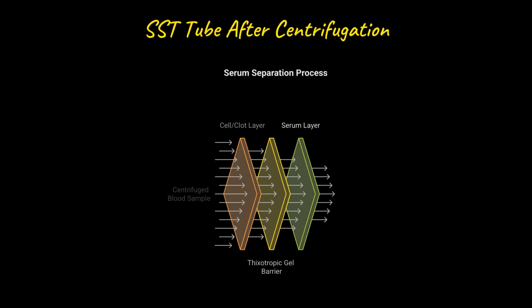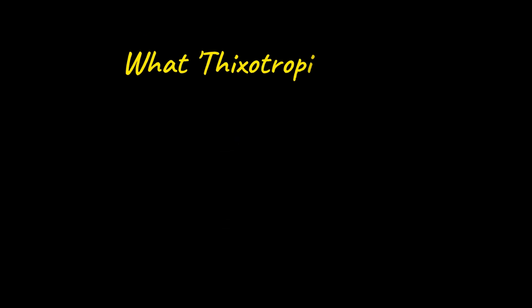During the spin, centrifugal shear temporarily lowers the gel's viscosity, allowing it to flow and settle at the density boundary between the heavier cell layer and the lighter serum above. When the rotor stops, viscosity recovers and the gel hardens into a stable plug. That's the definition of thixotropic behavior.